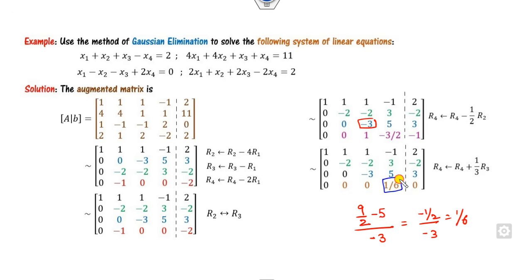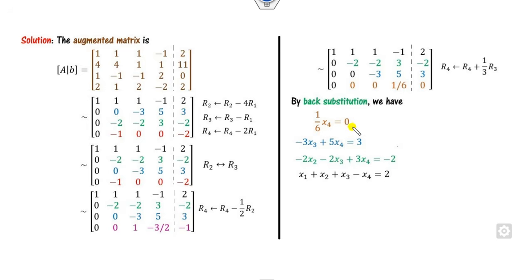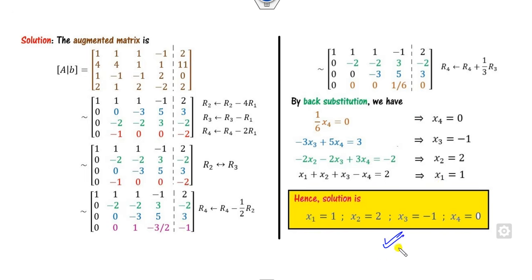The last step is you can box them, but there is no element, so you can write in this back substitution form. From here you can get x4 is 0. You can substitute this, you will get x3 is my minus 1. You can substitute here and you can get the required solution as here.